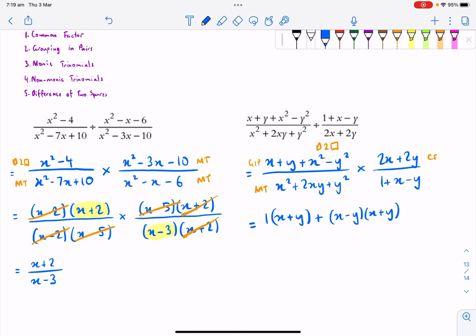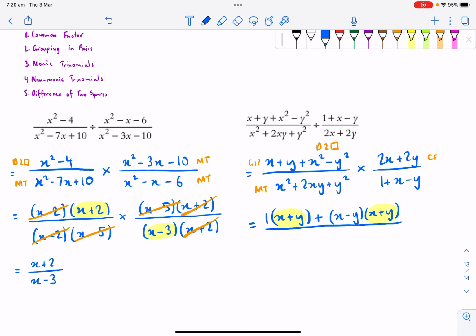All right, if you notice, I now have a common factor of x plus y. Now that is a very advanced question, so those of you who are really going to push yourself to the highest level, you have to know how to do this. So let's highlight this. This is going to be our common factor on the next line. So I still have factorization to do. There's a lot of work still to be done.